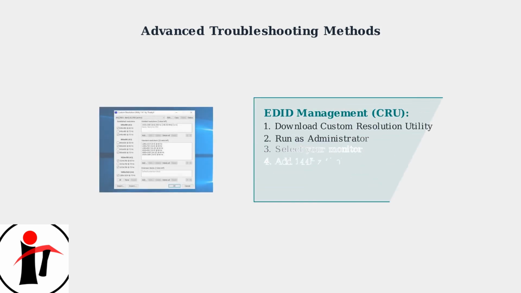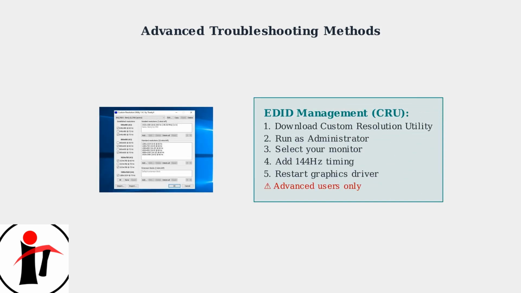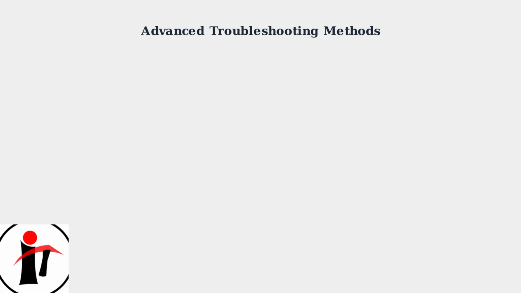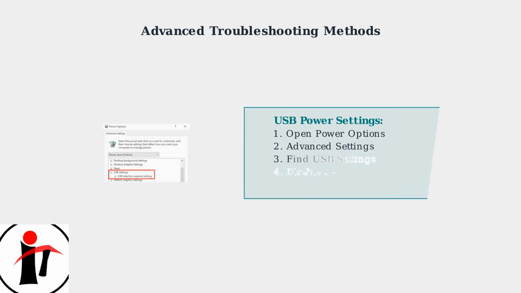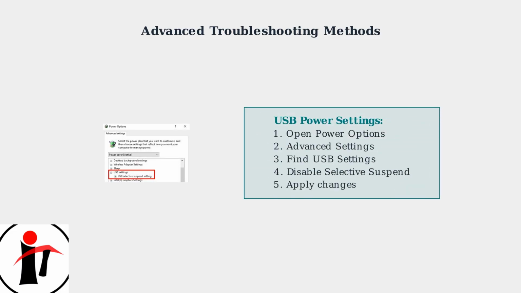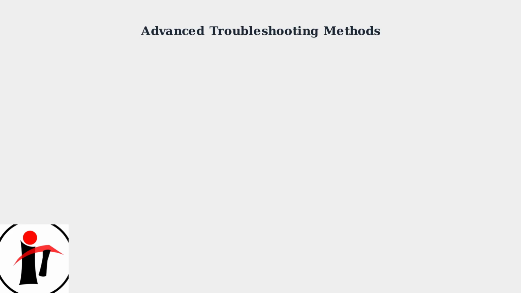For complex issues, use EDID management tools like Custom Resolution Utility. This advanced tool lets you modify the display data your monitor sends to your computer. Power management issues can cause signal problems. First, disable USB Selective Suspend in Windows Power Options to prevent USB ports from powering down.